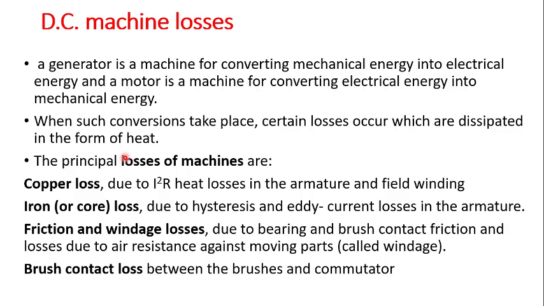So what are some of these losses? Number one, we have what we call copper loss. What is copper loss? It's the loss as a result of current flowing through a resistance. So it's I square R and it's in the form of heat. Copper loss is due to I square R heat losses in the armature and the field windings. So there will be heat in the armature and in the field windings, because current flowing through a resistance will dissipate heat.